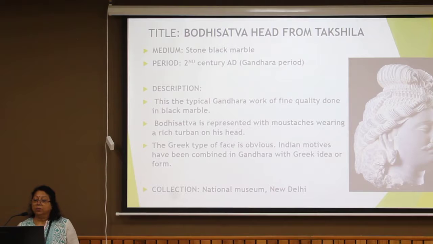This is one sculpture. This is the head of the Bodhisattva from Takshila. It is made of black marble in the 2nd century. This is typical Gandhara work of fine quality. Bodhisattva is presented with mustaches, wearing a rich turban on his head. A Greek type of face is obvious. Indian motifs have been combined in Gandhara with Greek idea or form. So a lot of ornamentation is also shown here, along with the curly hairstyle.